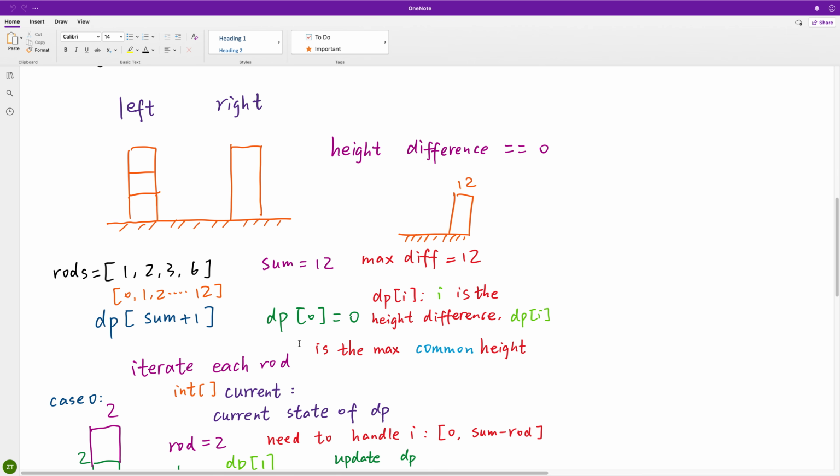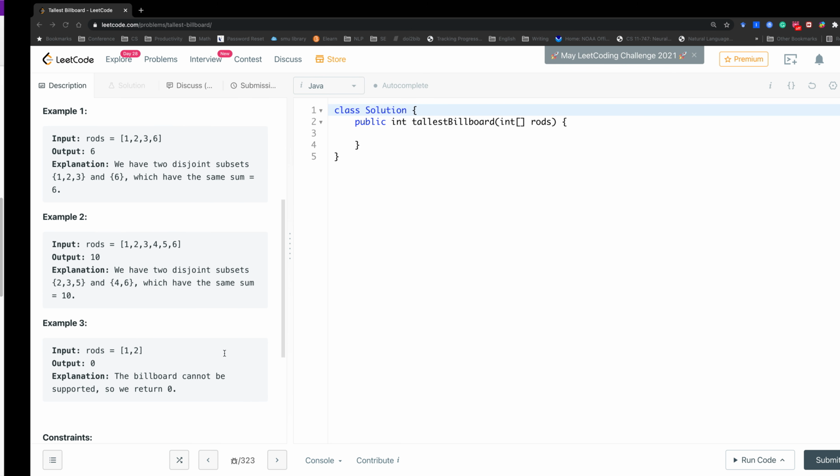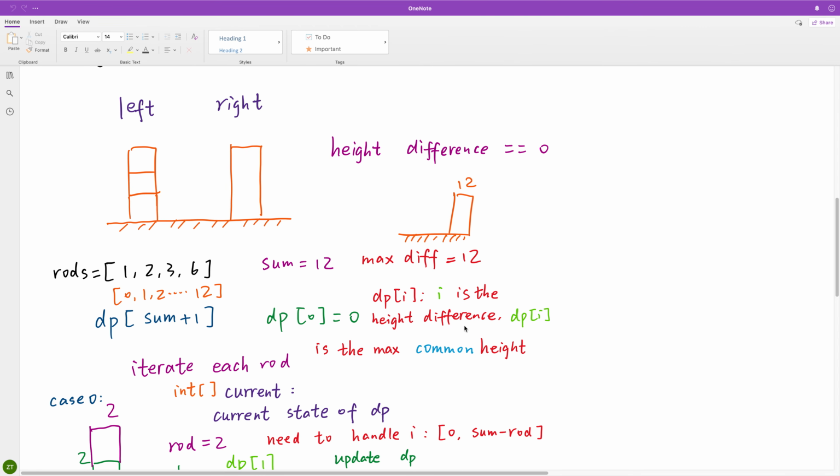And for the initialization, we first initialize all the dp to -1, because we want to get the maximum height. And we initialize to -1, and dp[0] will be 0. That means if we cannot make any assignment, then dp[0] will just be equal to 0, just like this example.